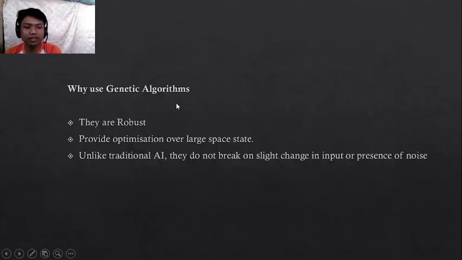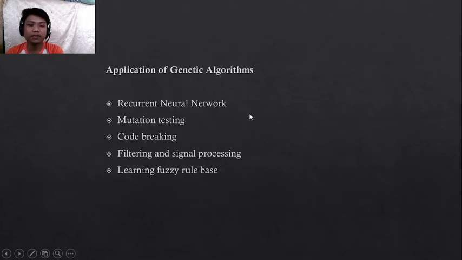Why do we use genetic algorithms? They are robust and provide optimization over a large state space. Unlike traditional AI, they do not break on slight change in input or presence of noise. And applications of genetic algorithms include recurrent neural networks, mutation testing, code breaking, filtering, and signal processing. And lastly, learning fuzzy rule base.